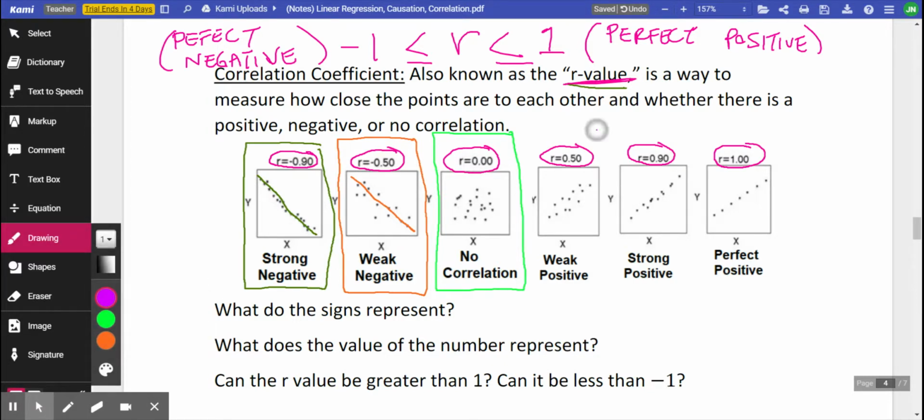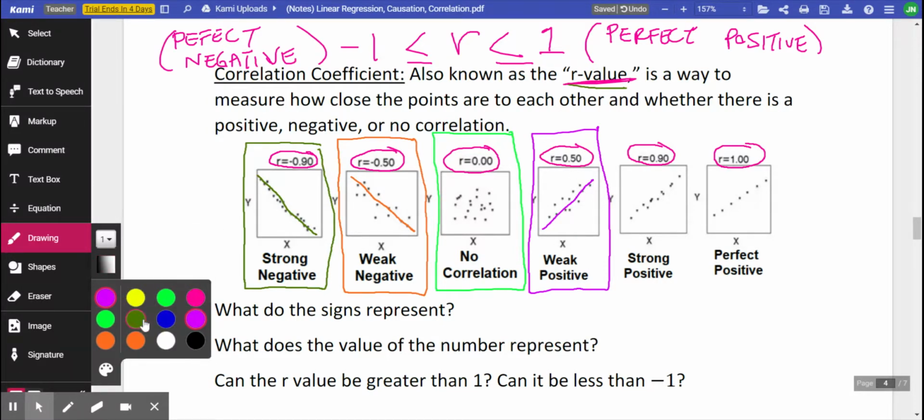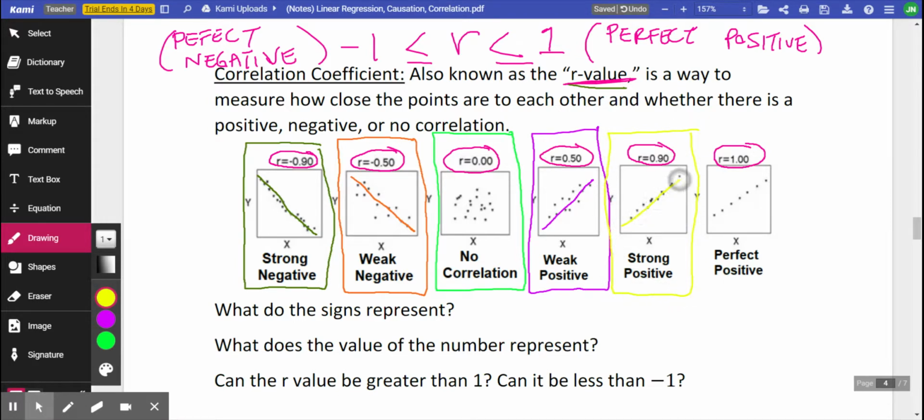So let's move on to this right here. Here we have some dots that are going uphill. I can draw a line going up from left to right, always from left to right, like you're reading a book. So there is a relationship going uphill, but the dots are not that close to the line as they should be. So it is a weak positive correlation. The R value is actually 0.5. Let's look at this next example. We have a strong positive correlation because if I draw a line through these points, it's a positive slope, and all those points are really close to that line. Therefore, the R value is 0.9.